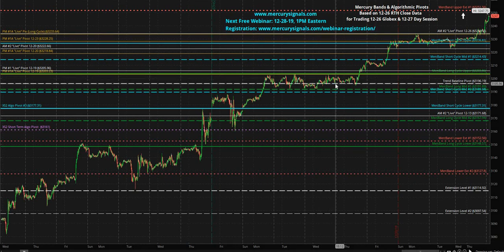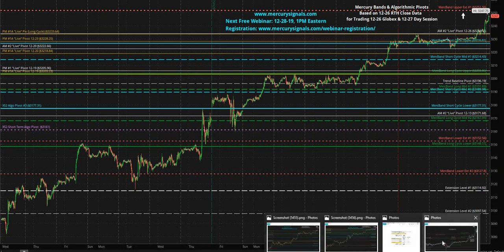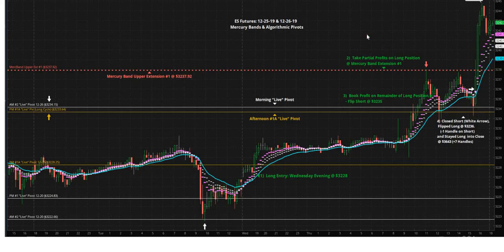So we're going to come back to this chart in a minute. What you see on this particular screenshot is our risk management tool. These are algorithmic pivots, these horizontal lines that help you manage the trade and know the most opportune places to take your profits. So we're going to come back to this in just a minute, but let's look at today's trading.